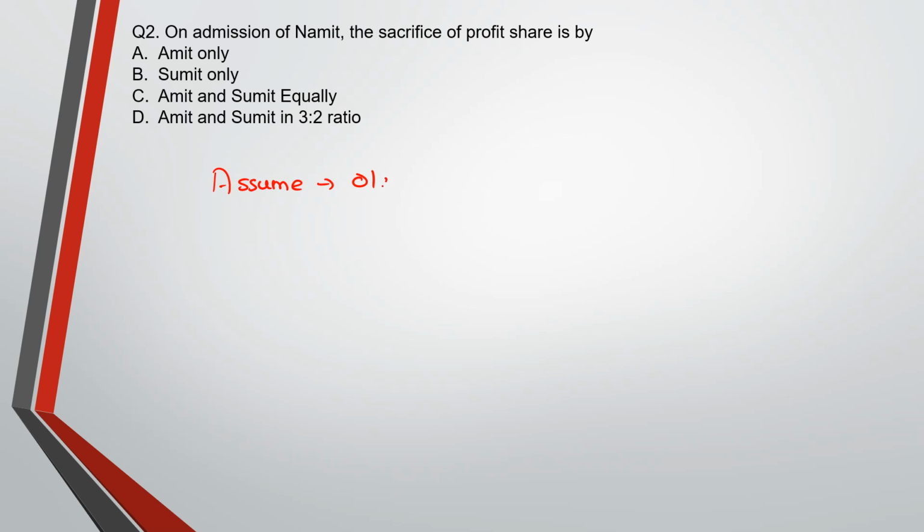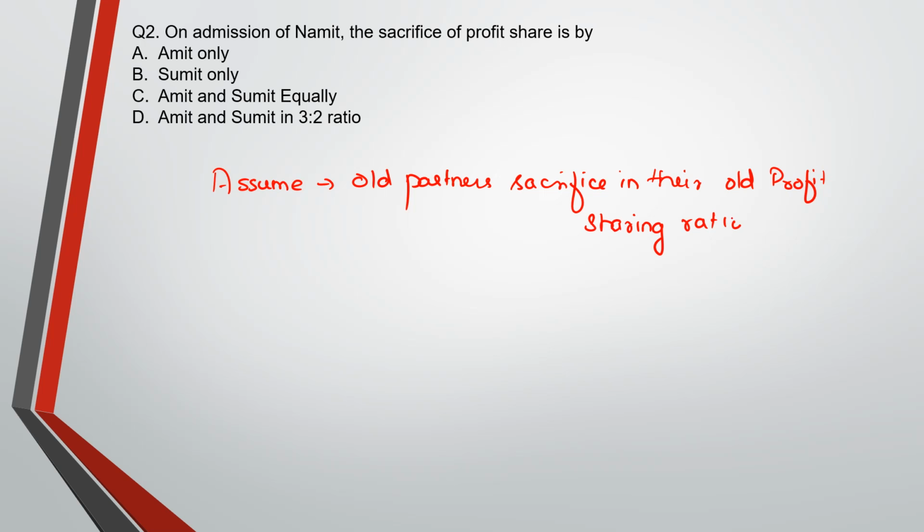We assume old partners sacrifice in their old profit sharing ratio. So remember this, and therefore the old profit sharing ratio between Amit and Sumit was 3:2. So here, on admission of Namit, the sacrifice of profit share is by both Amit and Sumit, and it is in the ratio of the old profit sharing ratio. Therefore, the correct option here is D. I hope that is clear.